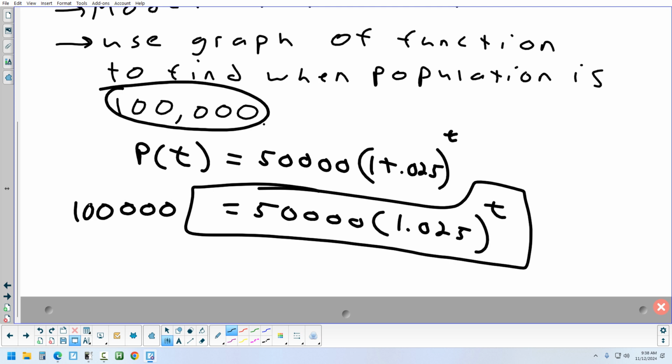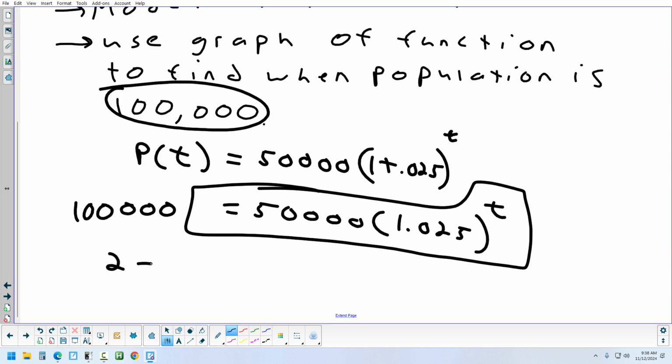Yeah. Divide by 50,000 on both sides. Okay, yeah, you definitely could do that. So that means 2 equals 1.025 to the T. We still have the problem of that variable in the exponent, but at least we do have a simpler equation now, so that's a good idea. So how else can I solve this now? Since I don't know logarithms, at least I haven't taught you them.